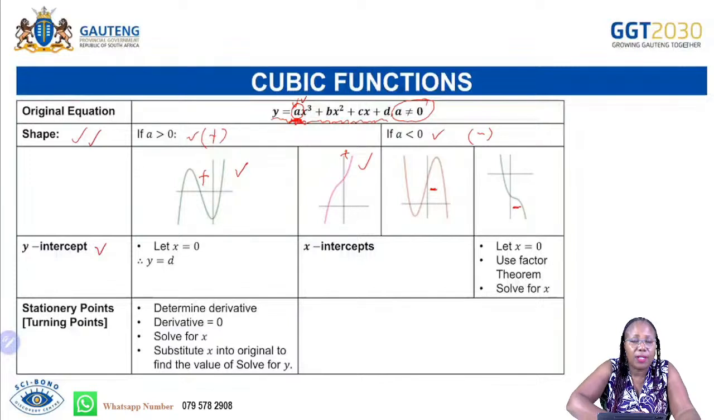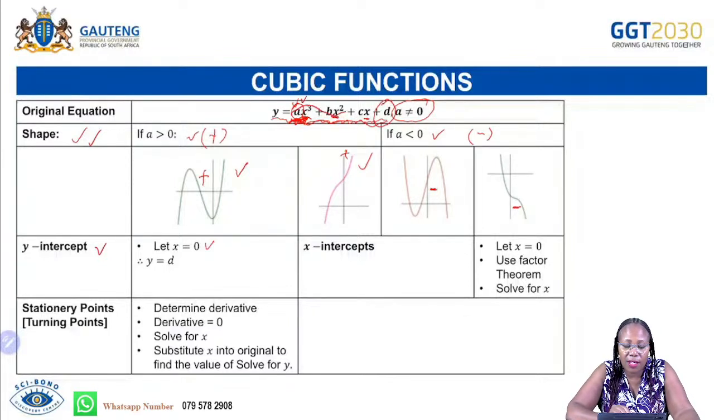Looking at the y-intercept, as in all your functions, in order to find the y-intercept, you let x equal to 0. If your function is in the standard form of the equation, then when you let x equal to 0, every term with x will be 0. So you'll be left only with the d, because everything else will be 0. That is why we say if we let x equal to 0, then the y-intercept will be equal to d. When coming to the x-intercept, you let y equal to 0, as you do with all other functions.